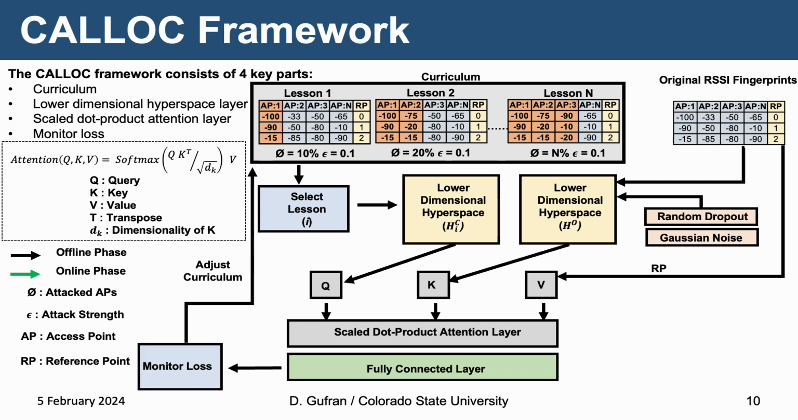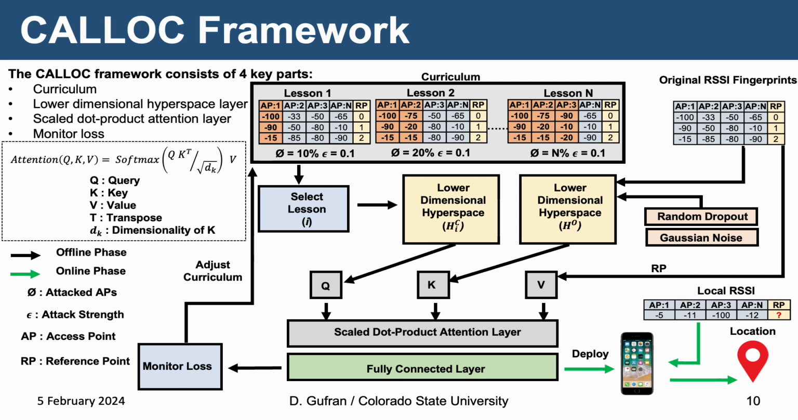The last step monitors the loss function of the final fully connected layer, checking for abrupt increases in loss that may indicate a potential feature mismatch between the lesson and original RSSI data. To prevent accuracy loss, an early stopping mechanism halts training, restoring original weights and reducing adversarial sample complexity. This ensures a smooth learning curve between the lesson and the original RSSI data. Finally, the trained model is deployed on the embedded device, making it available in the online phase.